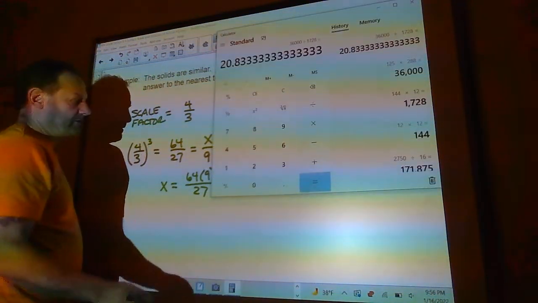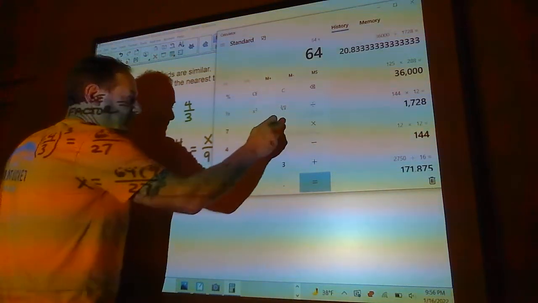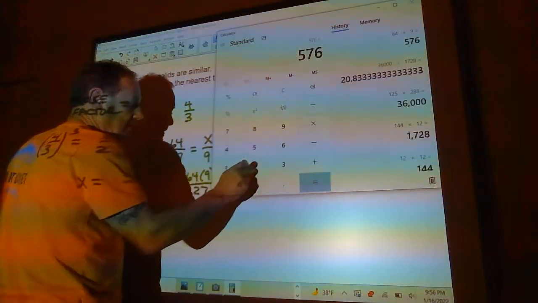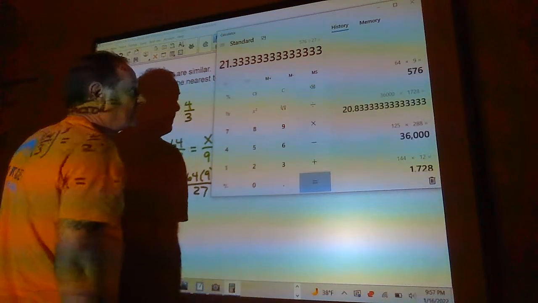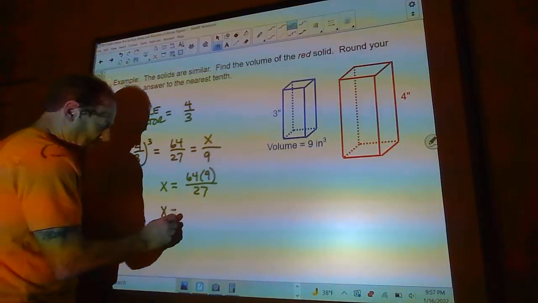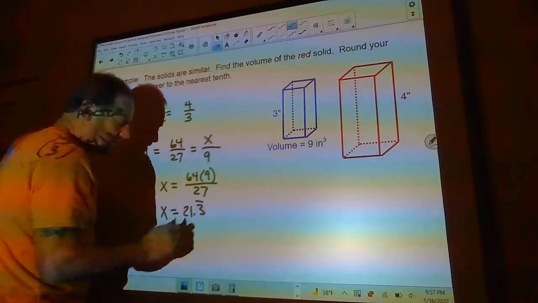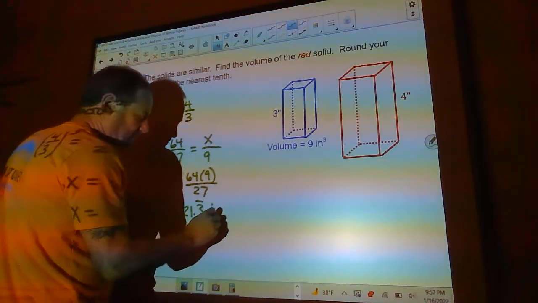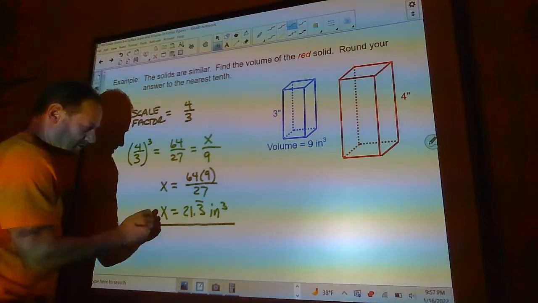So let's get out our calculator. 64 times 9 divided by 27 is 21.3 repeating. So X is going to be 21.3 repeating, and that's going to be in cubic inches.